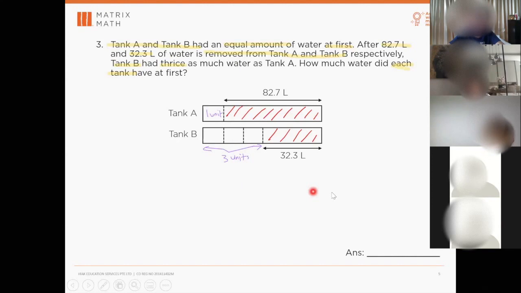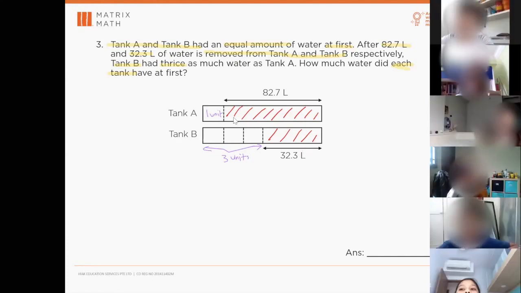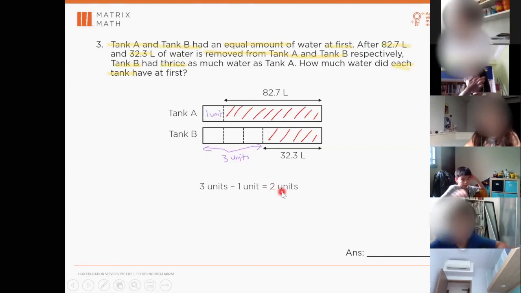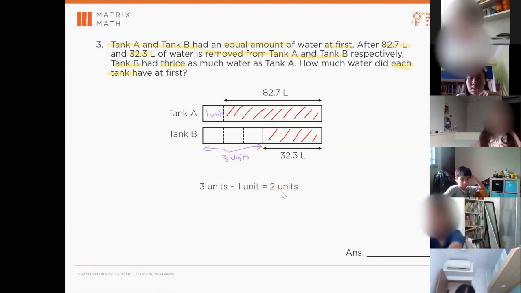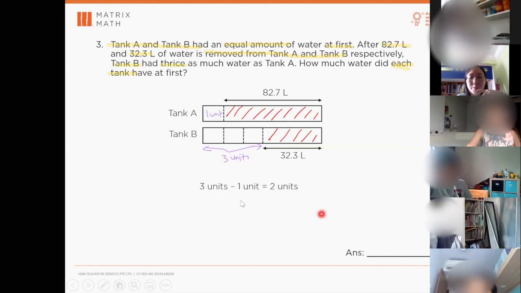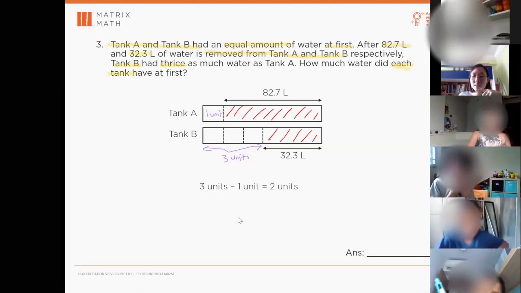So can you see from here, what's the difference in units? Sage, 2 units, right? Yeah, so the difference will be your 2 units here. So these 2 units, how do I find the value of that 2 units? Sage, correct, good. Matthew, you're still wrong. Both tanks should have an equal amount at first. So your tank A and B should have the same amount. Now you are giving me different amounts. So Matthew, what do you do from here? How do I find the 2 units?